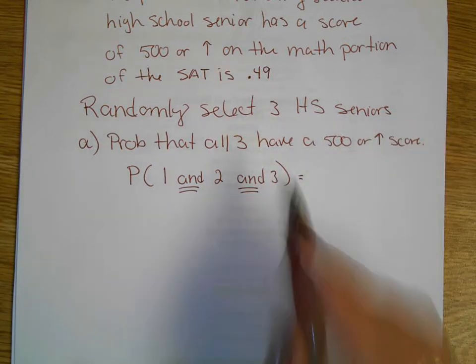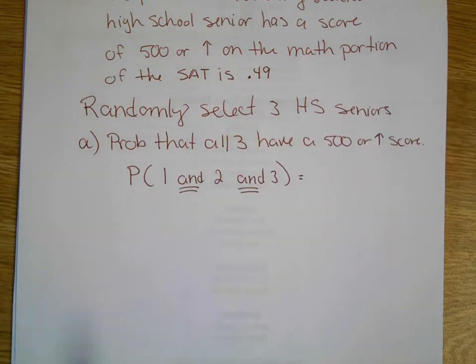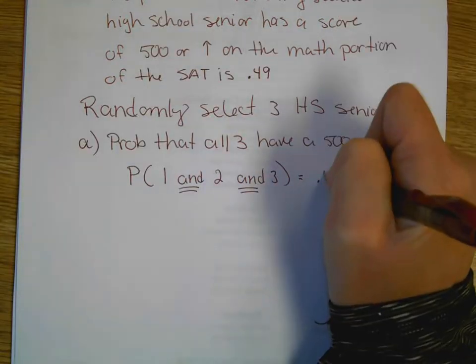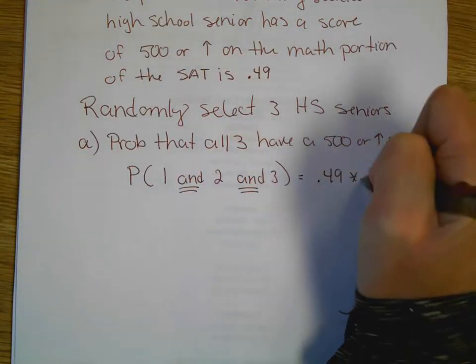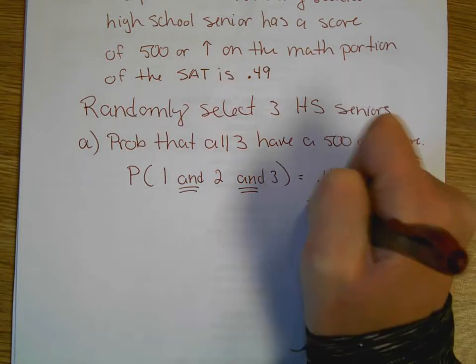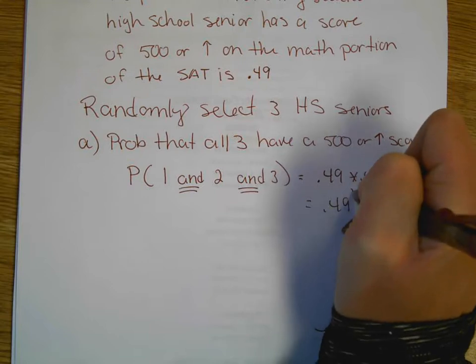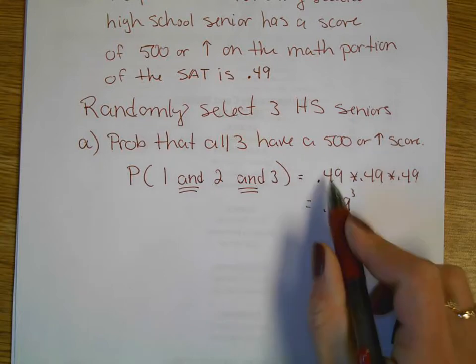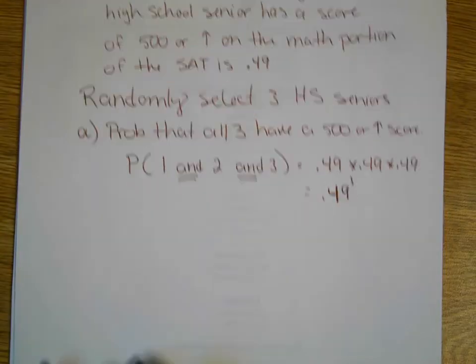And it's the same probability for each person. The sample space does not get reduced. It's always a 49% chance from the population. So it's 0.49 times 0.49 times 0.49, or you could have just done 0.49 to the third, and I'm not going to bother with the final answer here. You can save that stuff for homework. We care about process in the notes.